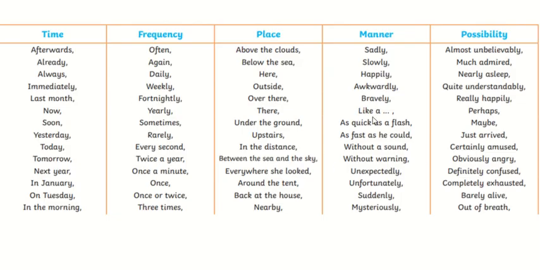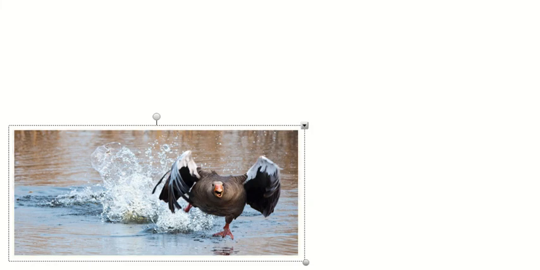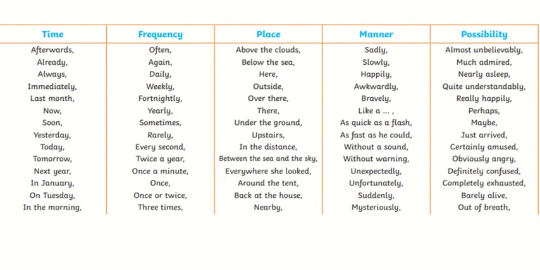Now I quite like sometimes using a simile. So you could say, for this one, I can see that he's being quite quick. So what's quite quick? Like a speeding bullet, the bird started to flap his wings so that he could get up into the air. Or like we've got an example here, as quick as a flash, as fast as he could. So I quite like this one, as fast as he could.